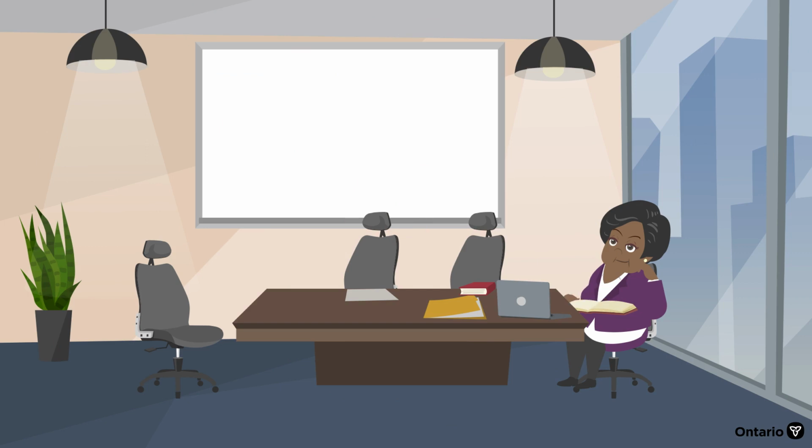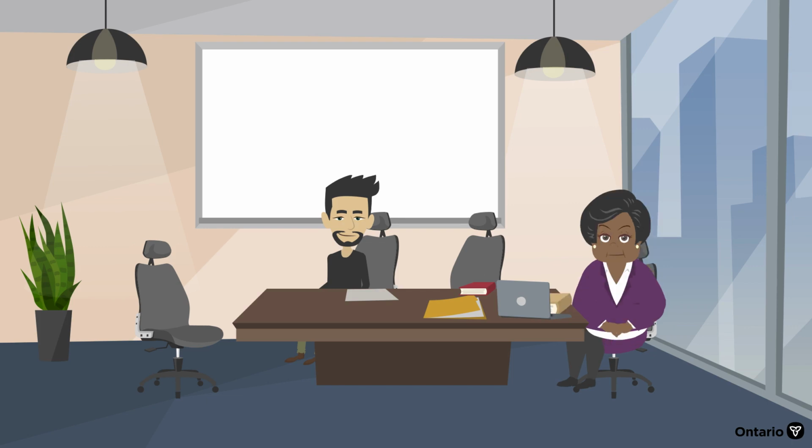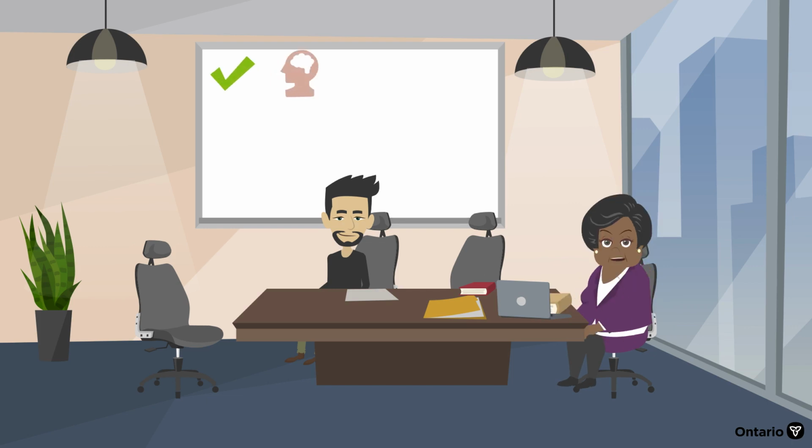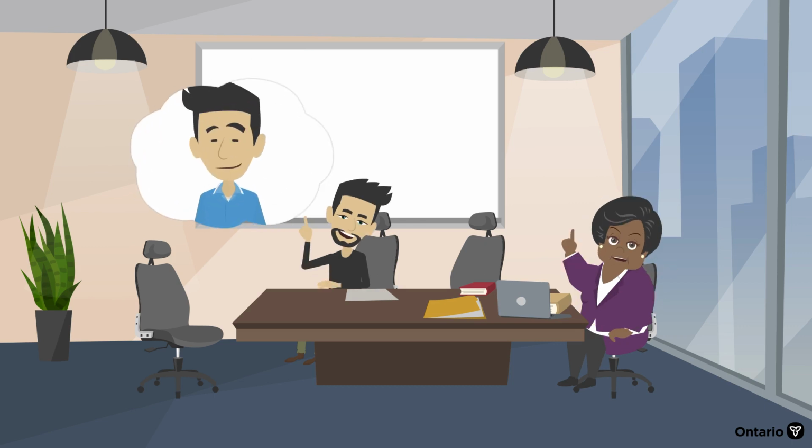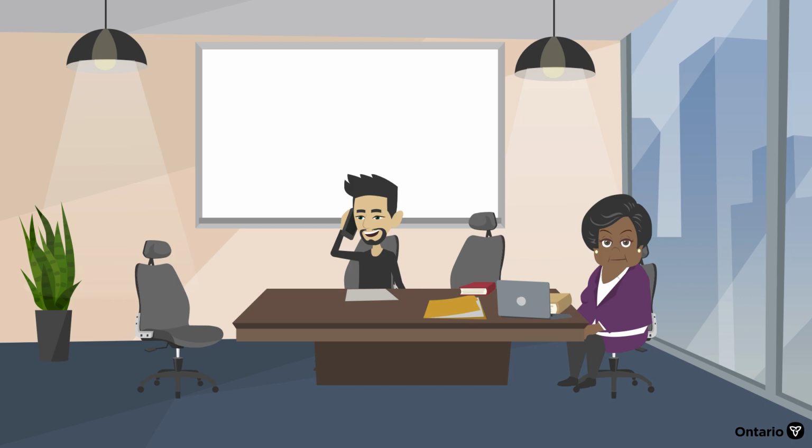The scene changes to a meeting room, where the narrator is joined by Andrew at a conference table. The requirements for making a power of attorney are displayed on a whiteboard on the wall. To make a power of attorney, you must be mentally capable, at least 18 years old, to make a power of attorney for property, and at least 16 years old, to make a power of attorney for personal care. Think carefully about who you want to be your attorney. Talk to the person or people in advance. It's important to make sure they agree to be your attorney and understand your wishes.